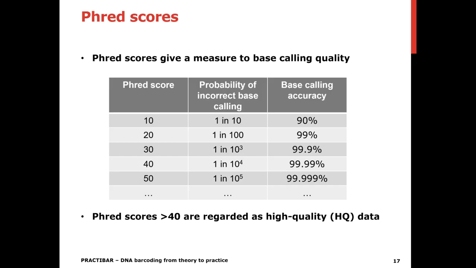A little bit about Phred scores. Phred scores give a measure of the quality of a particular base. For instance, a Phred score of 10 means that 1 out of 10 bases is probably incorrectly called, and you get a calling accuracy of 90%. If you have a Phred score of 40, which is regarded as high quality data, you have a probability of incorrect base calling of 1 out of 10,000 and an accuracy of 99.99%.